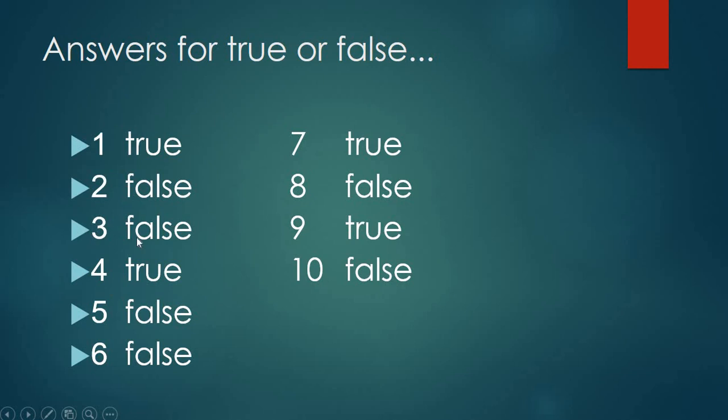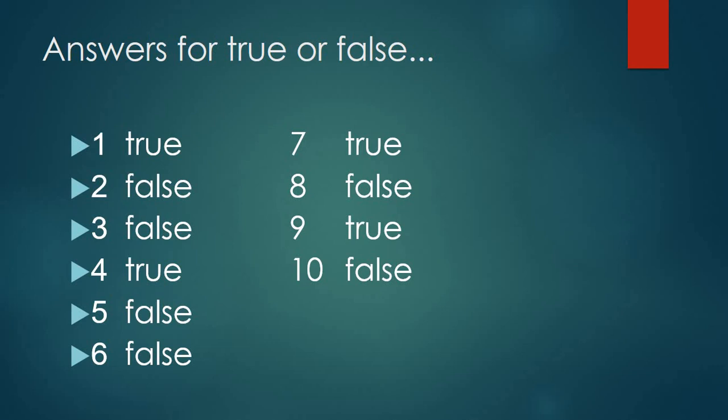Answer number 3 is false. If you have written true, please make it cross, and if you have written false, you can give 1 mark for yourself. So all the 10 answers, 10 marks. Number 4 is true. Please check your answers properly whether you wrote true or false. If you wrote false, then this answer is incorrect. If you wrote true, then you can give 1 mark for this.